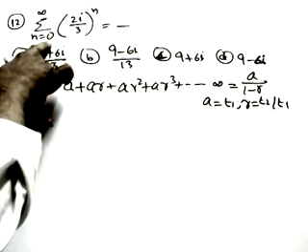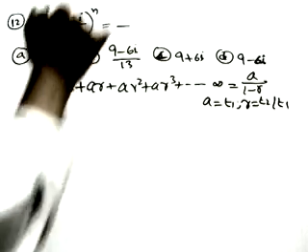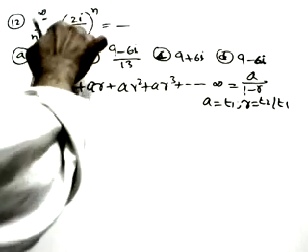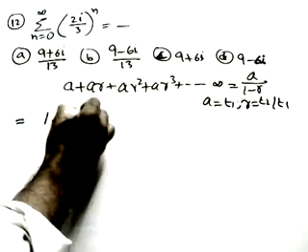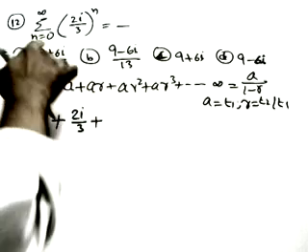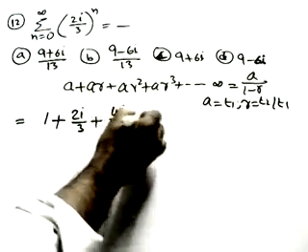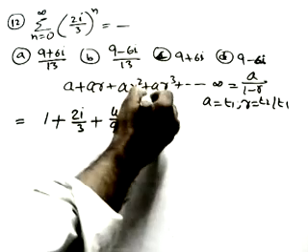So let me expand this. First we have to keep n equals 0. Any number to the power of 0 is 1. Plus you keep n equals 1, then power 1 means the same, this will be 2i by 3. Now if we keep n equals 2, it will be 4i square by 3 square, which is 9.